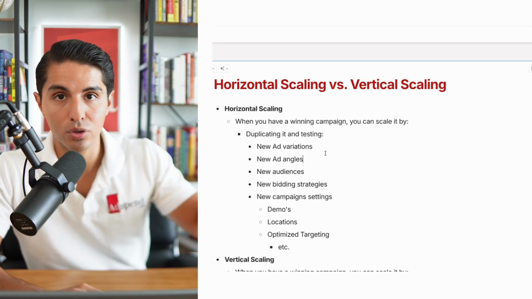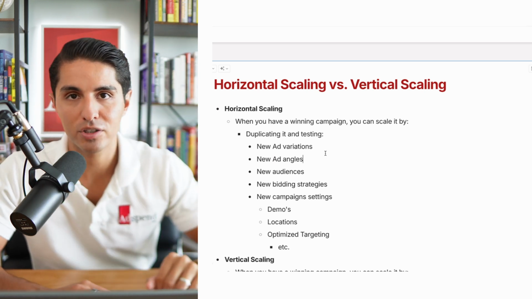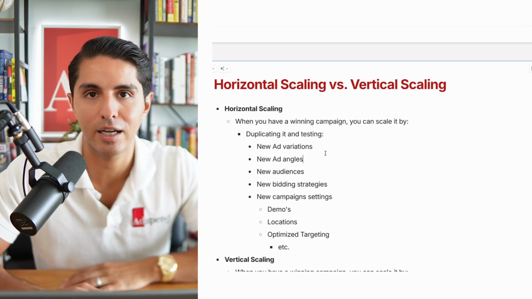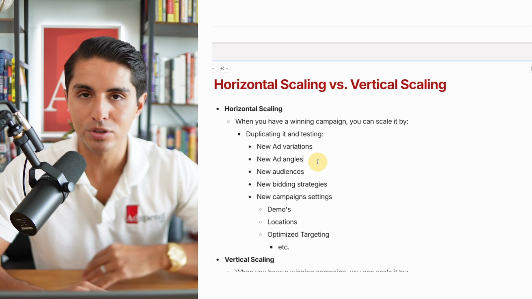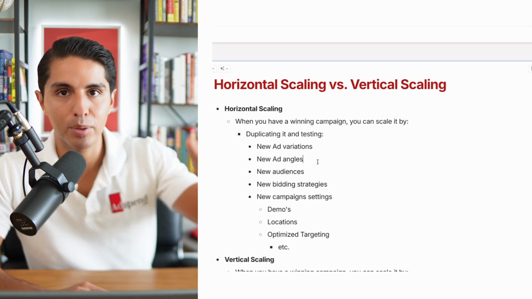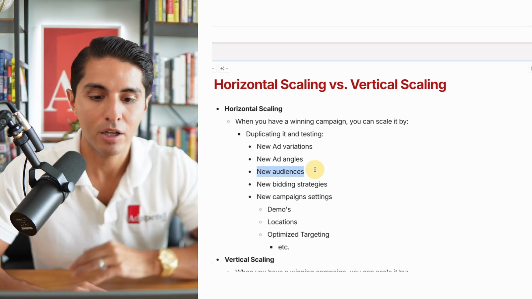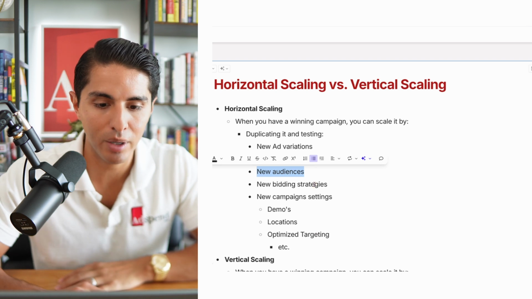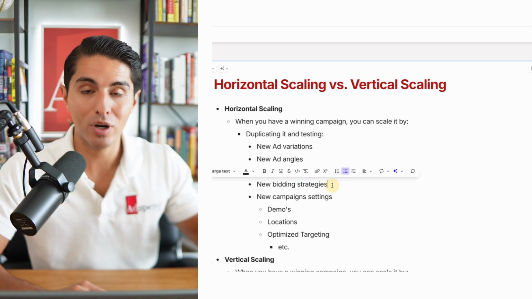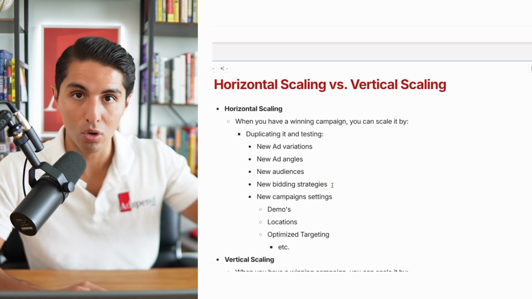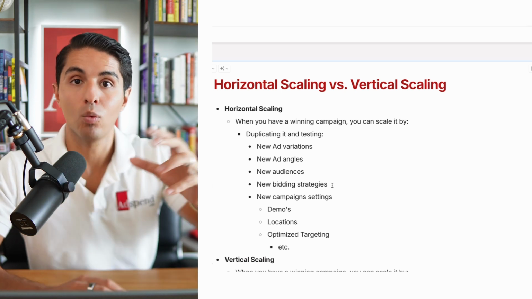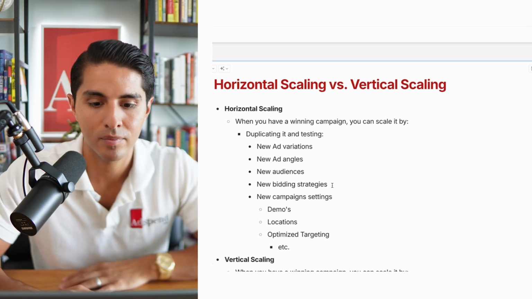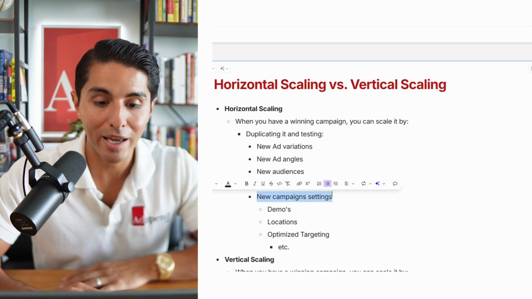You put those new variations inside a new campaign. You duplicate the original, have a new campaign, new variations go in the new campaign, you split test them side by side. Which one works better? Do you find another winning ad, right? New ad angles, same thing as before. You duplicate the campaign, put the new angles in the new duplicated campaign. New audiences in the new duplicated campaign. New bidding strategies. Maybe you want to test max conversions with a control versus TCPA with the new campaign, the duplicated campaign. Which one works better? We do this all the time, right? Worth testing.